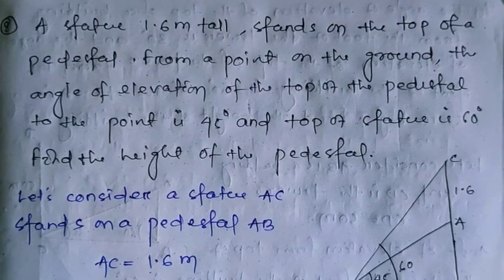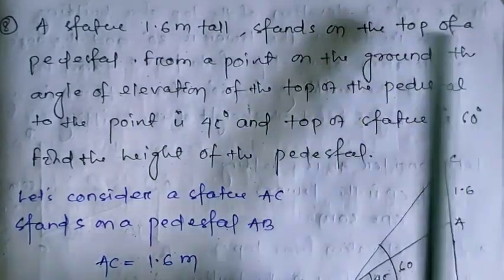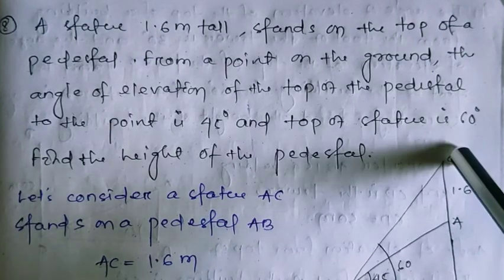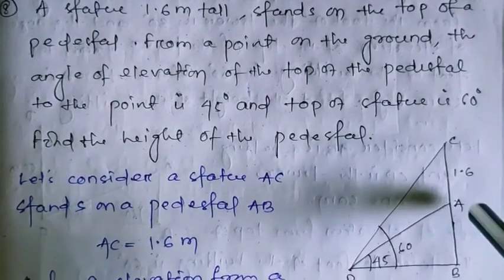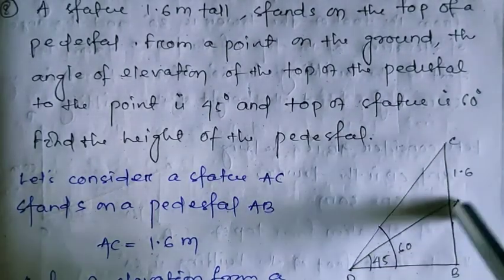So here is the question. A statue 1.6 meter tall stands on the top of a pedestal. Okay, let us consider a statue AC which stands on a pedestal, a pillar-like structure whose height is AB.